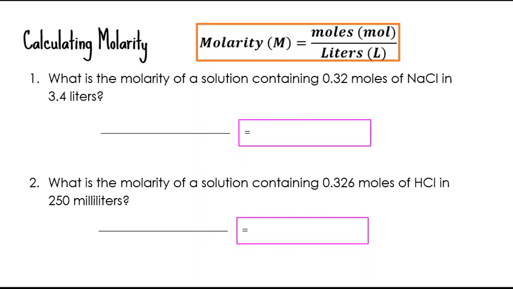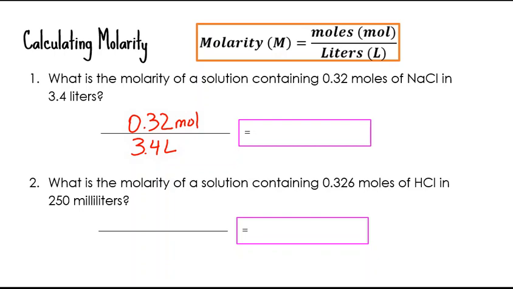Now, let's finish up with the calculations of the molarity here. Really, molarity is just a measure of the number of moles per liters of solution. So, for instance here, what is the molarity of a solution that contains 0.32 moles of NaCl in 3.4 liters? Well, it's just a simple division. You would put 0.032 moles here over 3.4 liters here. Then you would get out your handy dandy calculator and you would calculate the value.